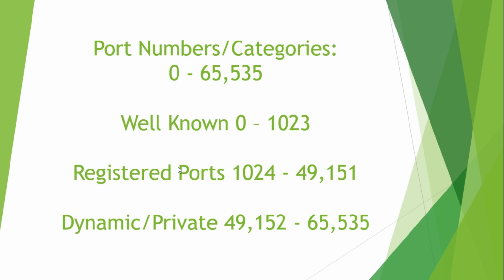Let's go on to port numbers and categories. Just realize that there are 65,535 ports. You have that broken down into 3 categories, which are known as well-known, registered, and dynamic or private ports. The range is from 0 to 65,535. This is probably a number that you want to memorize. I like to think of this as 1, 2, 3. So well-known is going to be 0 all the way to 1023.